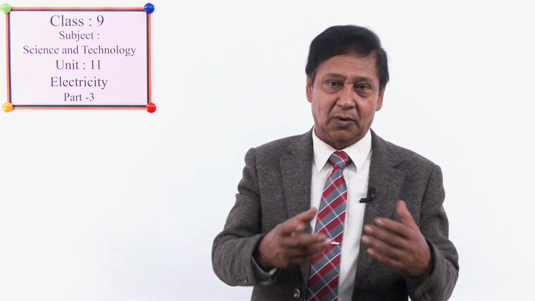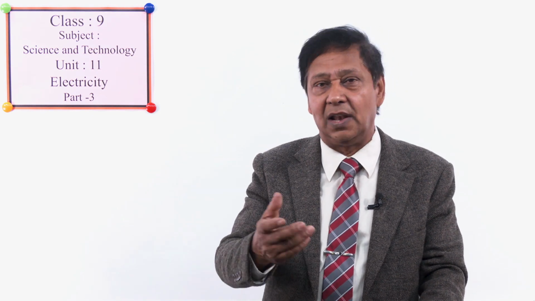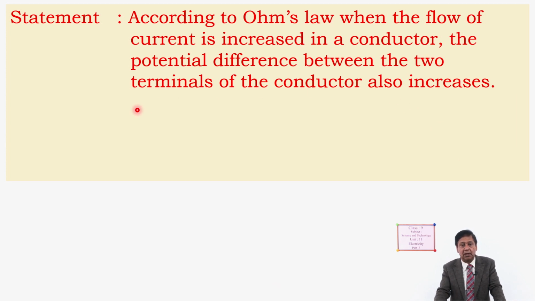Yeah, we know something about the potential difference, something about current, and the relationship between them, and we know about the resistance also. Let's have a question related to these different physical quantities. A statement is written here. According to Ohm's law, when the flow of current is increased in a conductor, the potential difference between the two terminals of the conductor also increases. Just think about this. Is this statement correct or not?